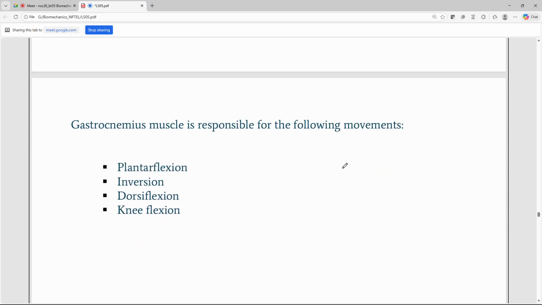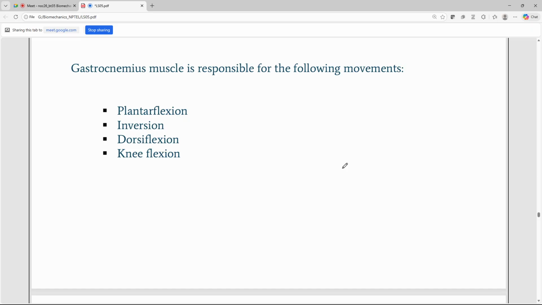Next question. Gastrocnemius muscle is responsible for the following movements. So, which of the following movements is produced by gastrocnemius muscle? Options are plantar flexion, inversion, dorsiflexion, knee flexion.